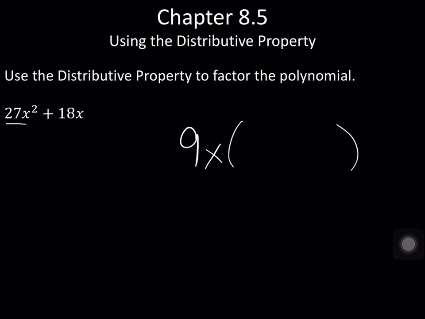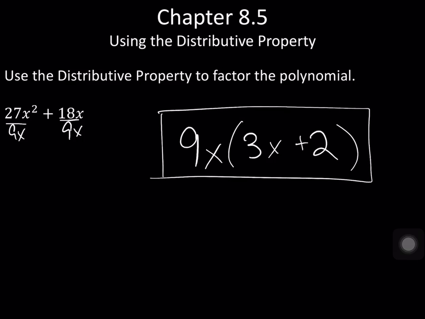And so let's take 9x and let's divide it away from 27x squared. So 27 over 9 reduces to 3. x squared over x reduces to x. And now we have the 9x factored away from our first term. Let's take the 9x and factor away from this term. 18 over 9 is positive 2. x over x goes away. And this would be the factored form.